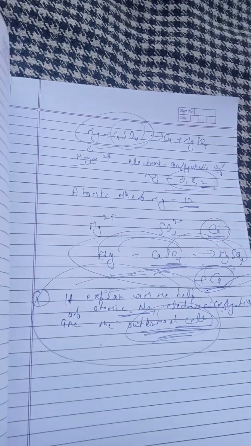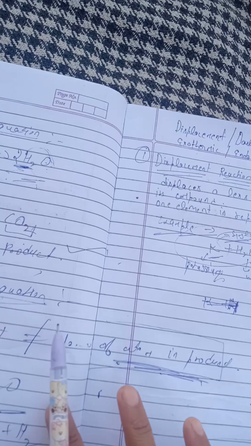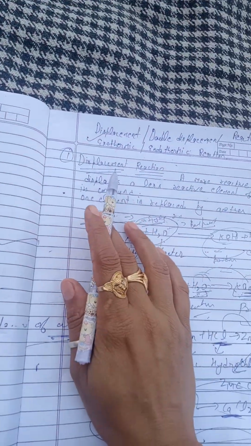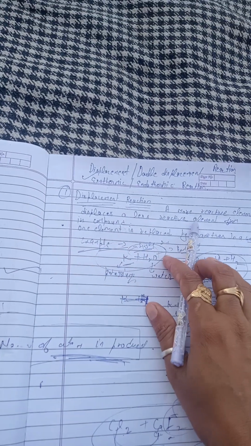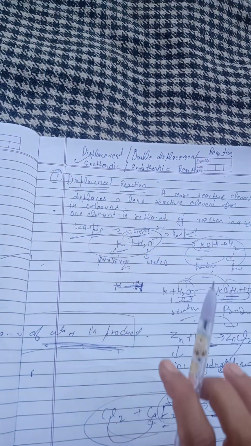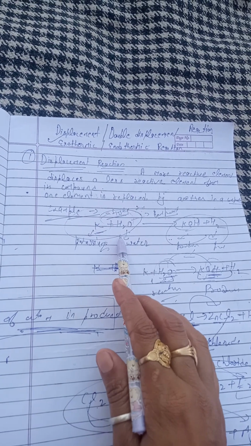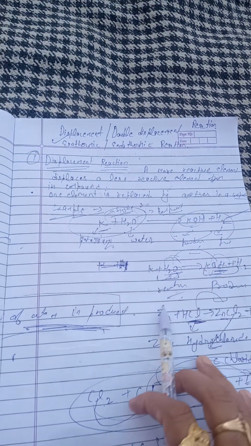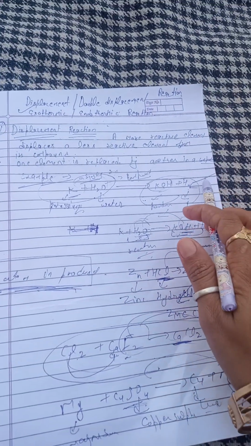So we can say that this is the displacement reaction. At last we can say that in the displacement reaction, a more reactive element can displace a less reactive element. Here K plus H2O, then K combines with the OH, and H2 is the hydrogen gas. This is just like a product.